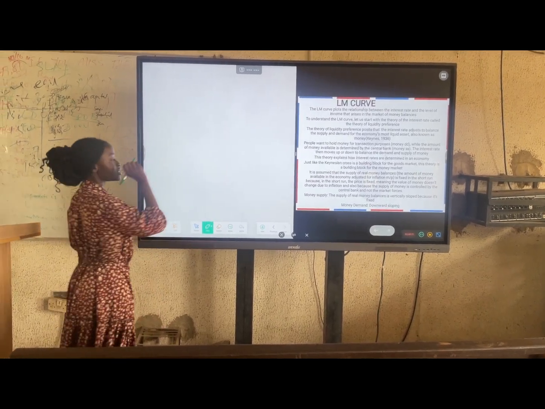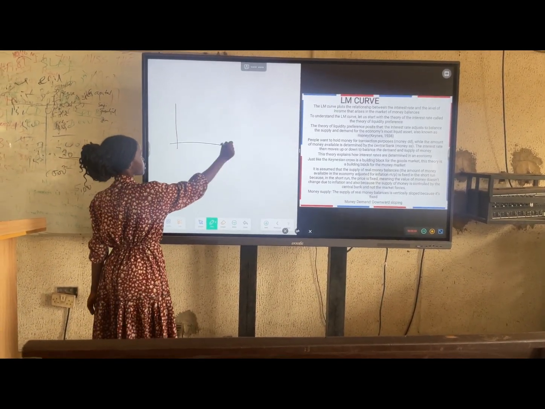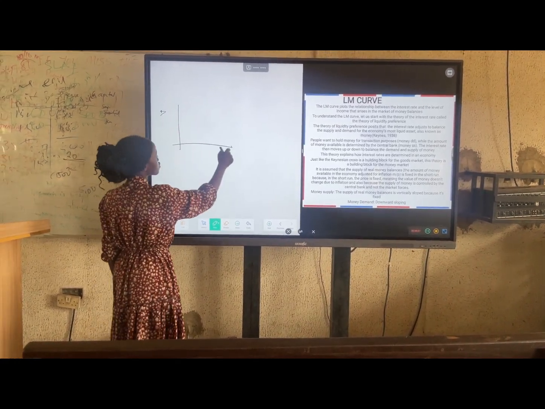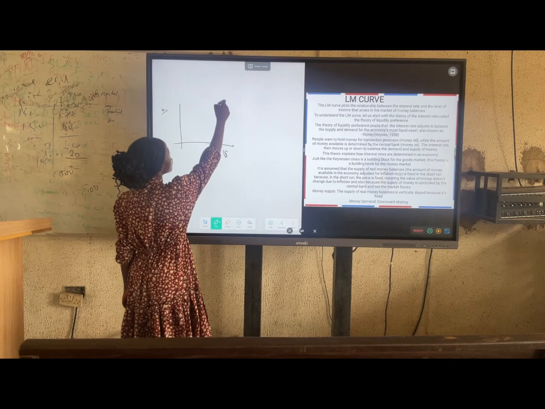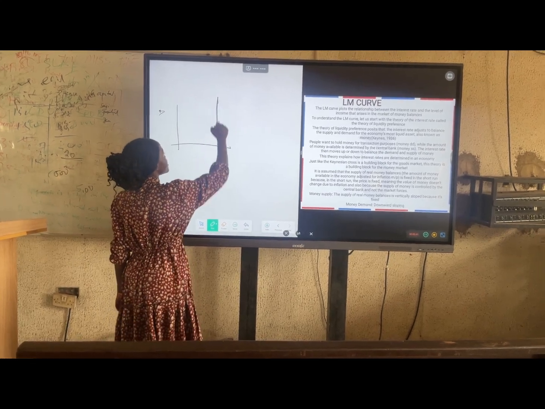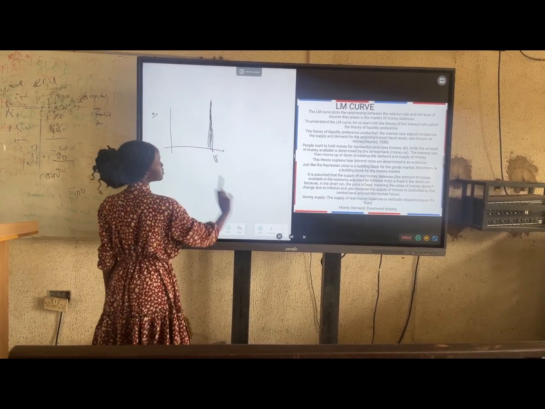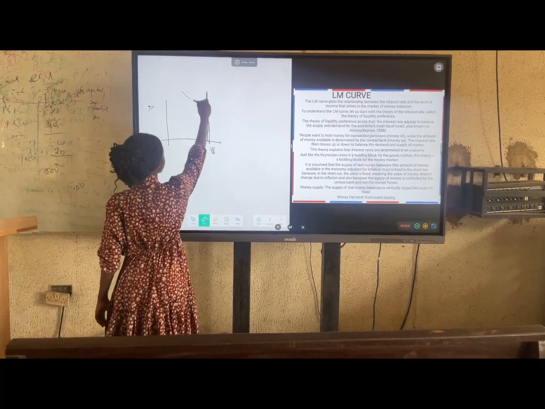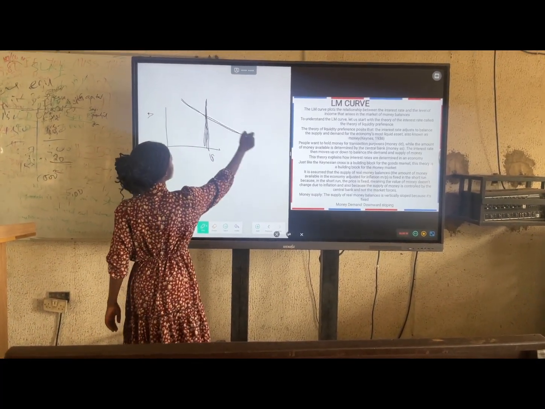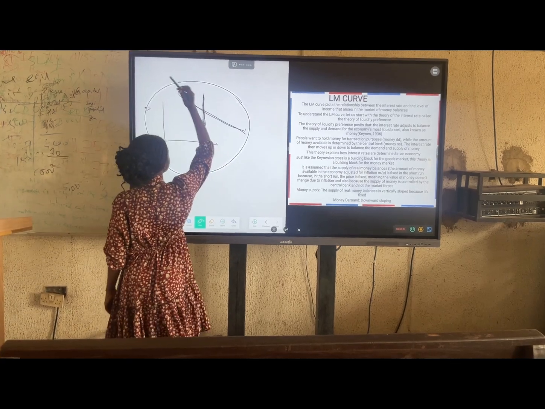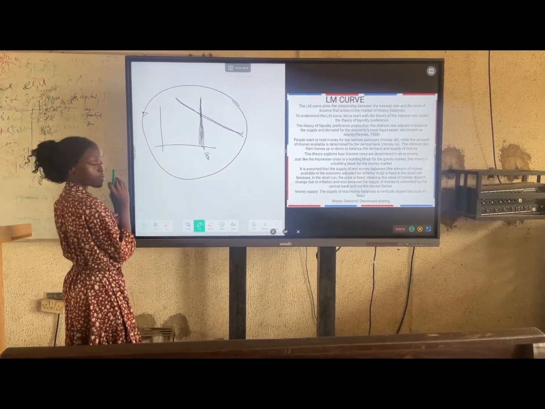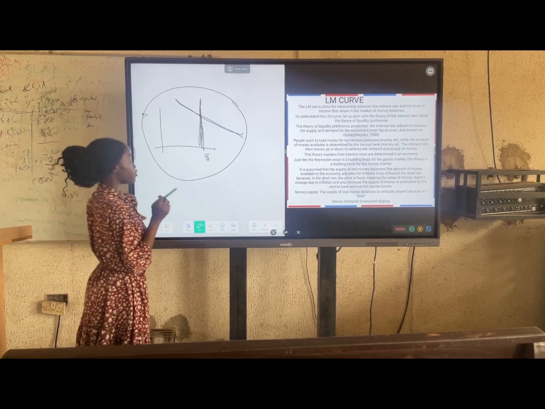I'm going to be representing that on a diagram. So we have demand and we have supply. The supply is vertically sloped because it's fixed. And then the one for demand is downward sloping from left to right. So this is a graph, just a representation of how the money market looks.